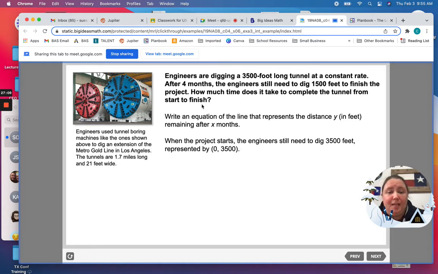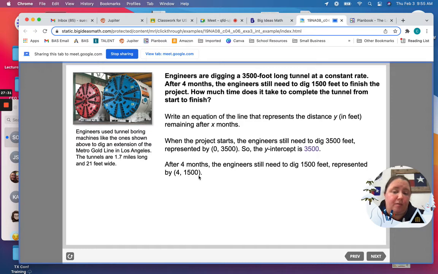Does that help? Okay, good. Then it says after 4 months, the engineers still need to dig 1,500 feet. So do I have a second point here? Yes, because remember, this x value is how many months? So 4 is my x value, and I need 1,500 feet. So there is my second point, 4, 1,500. Now, I didn't go over this yet, but this being at 0, that means this 3,500 is my y value. So that's your y-intercept. Now I have 2 points, 0, 3,500, and 4, 1,500, so I can use those 2 points to find how fast I'm digging.